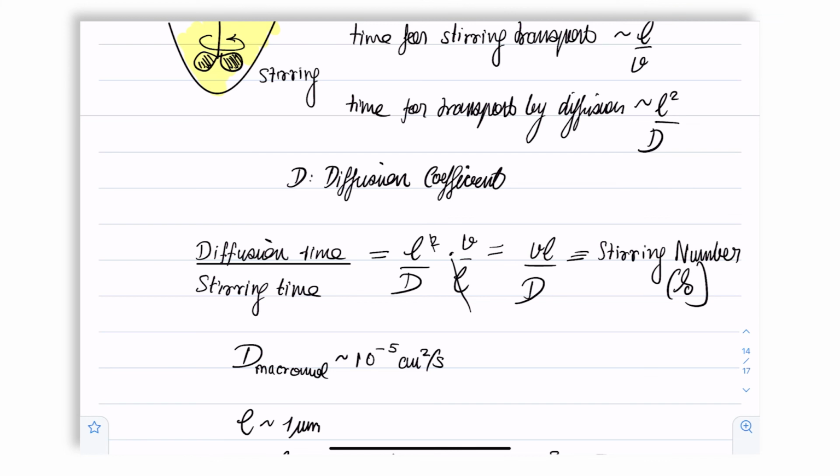So if the value is greater than 1, then diffusion time is greater and stirring time is very small. If the ratio, the stirring number, is very small, then the stirring time dominates.